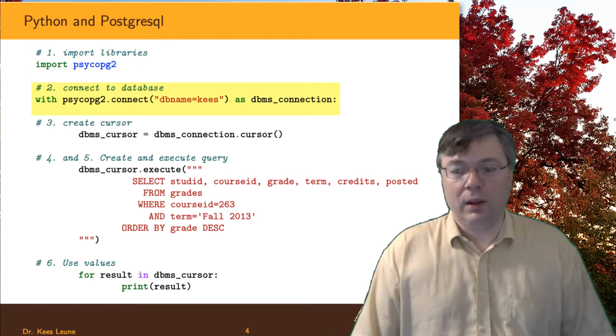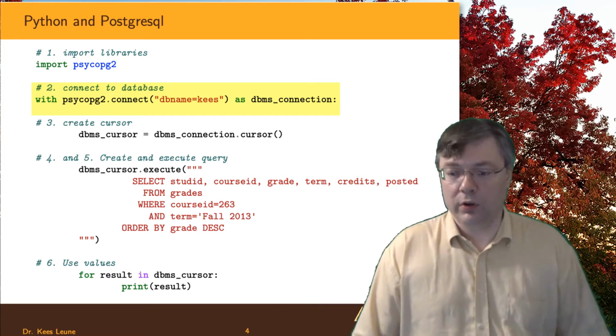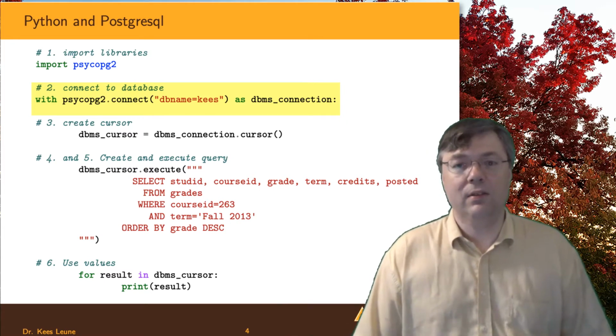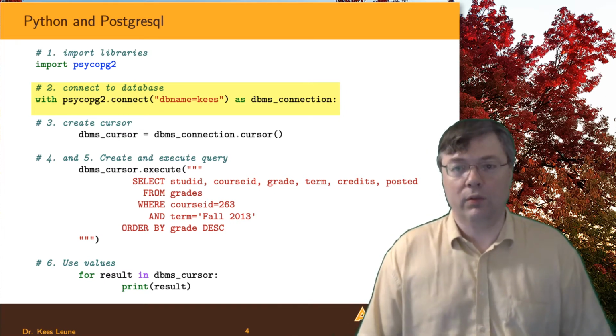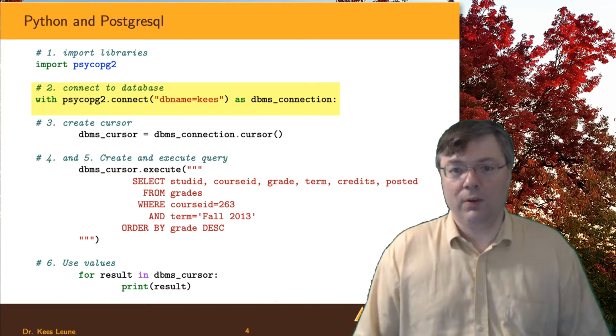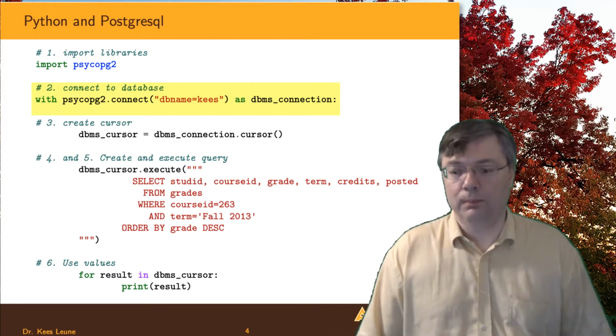Then we connect to the DBMS, which is the second line there, which says with psycopg2.connect. We have to give it at least the database name that we want to connect to. Each of us has our own database where your username is your database.